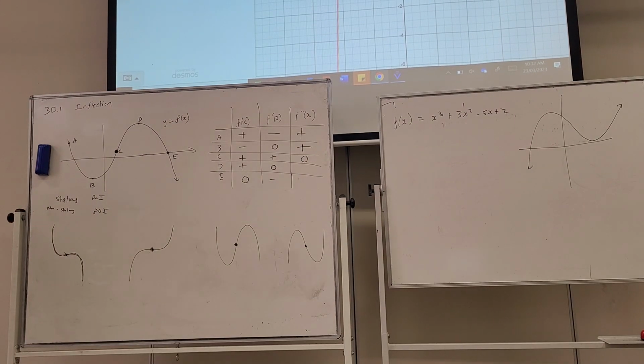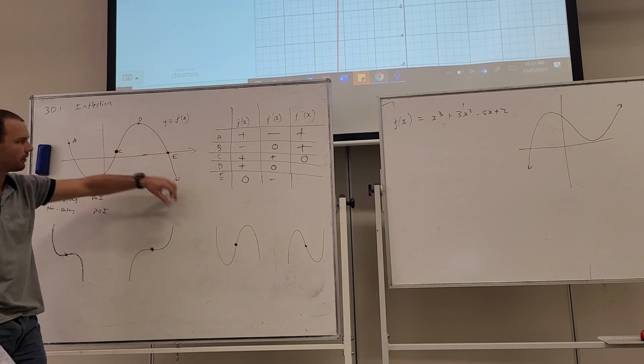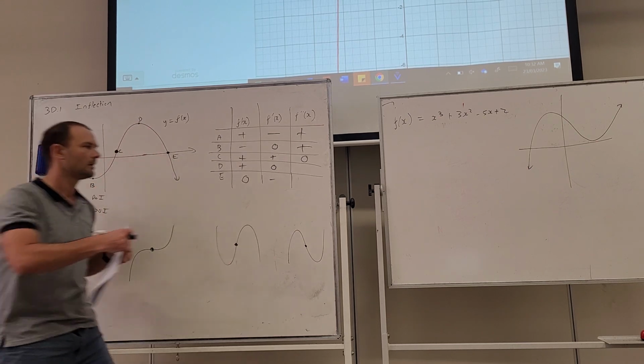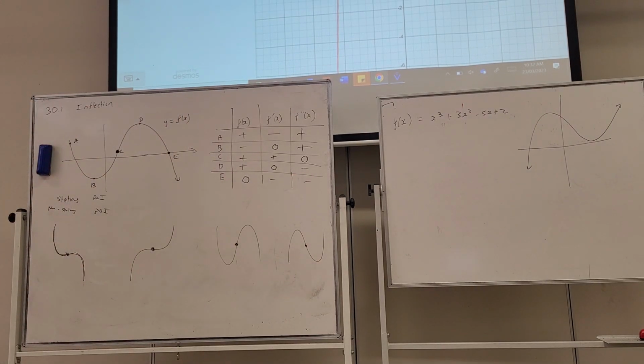For points D and E, it's concave down. So because it's concave down over that interval, the second derivative is going to be negative. All right, so that's how we're filling in that table. Okay, let's move on to question 2. So we're going to do question 1 and 2 together, and then just question 1 from the examples.